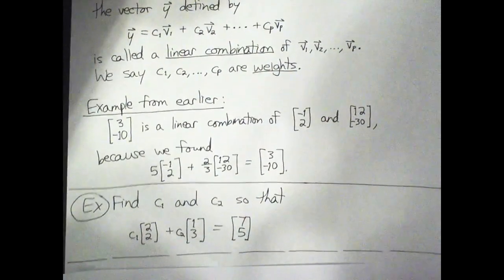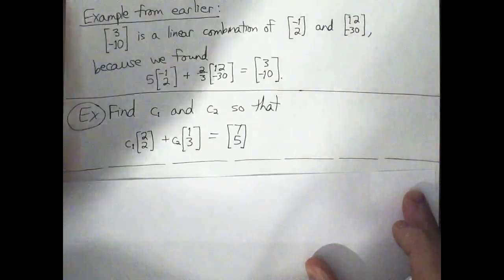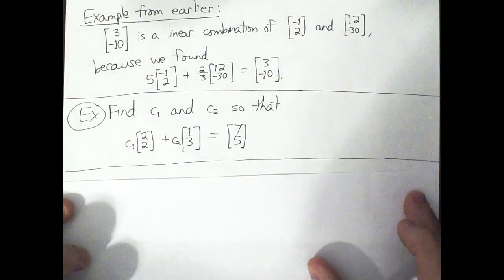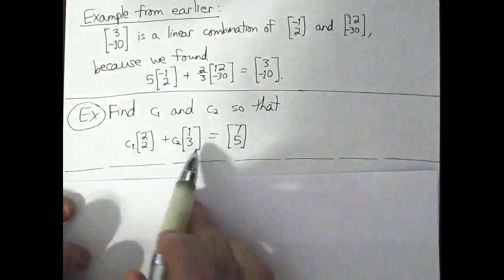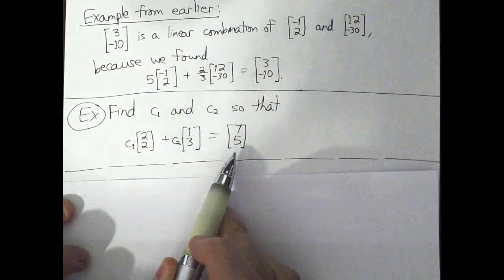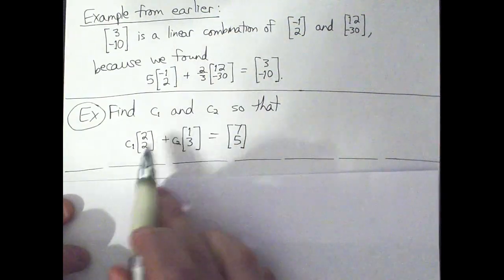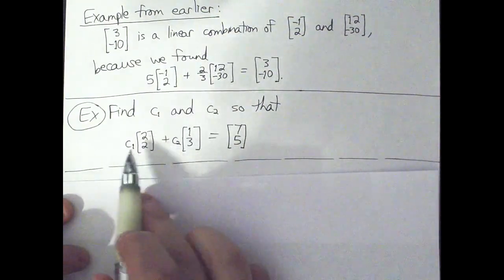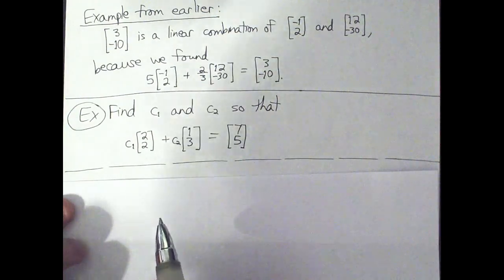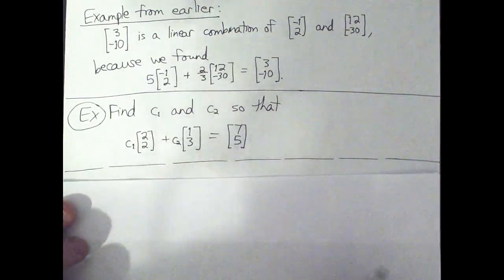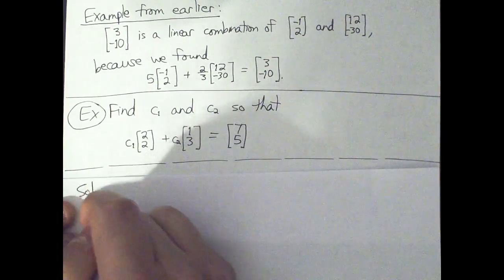So what I've really asked you to find here is the weights. C1 and C2 would be the weights, and all the vectors are given. This seems to be suggesting that 7, 5 is a linear combination of these other two vectors if we can find the appropriate weights. So let's work on this solution.